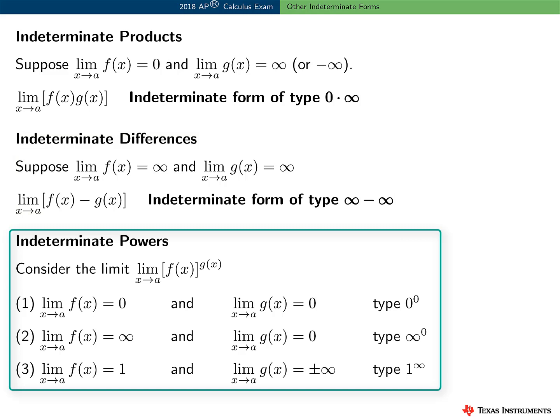And finally, there are indeterminate powers. Each of these indeterminate forms can be evaluated by first taking the natural logarithm of the function f of x raised to the g of x power, or by rewriting this function as an exponential function. Both methods will eventually lead to an indeterminate form of type 0 times infinity. And we know how to handle this indeterminate product.